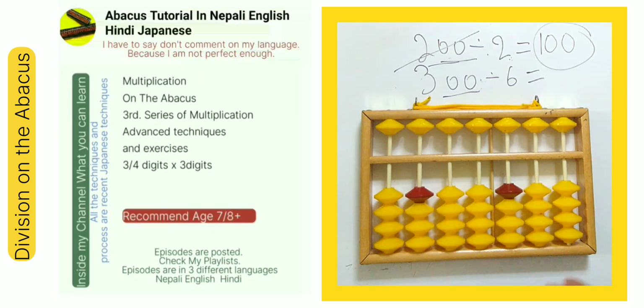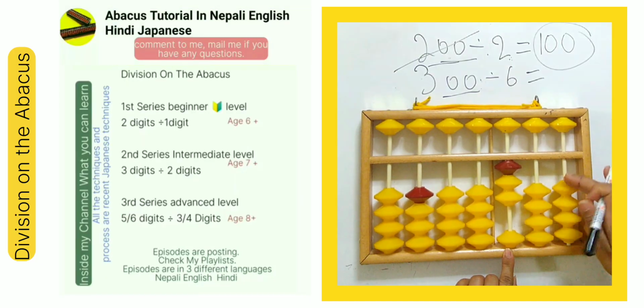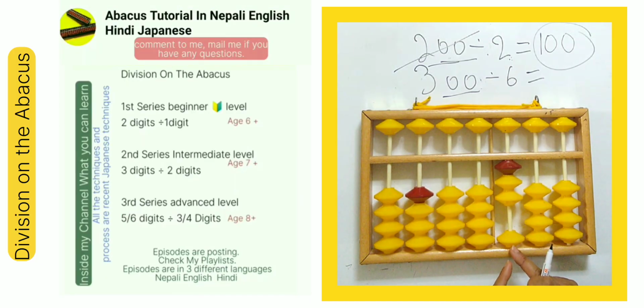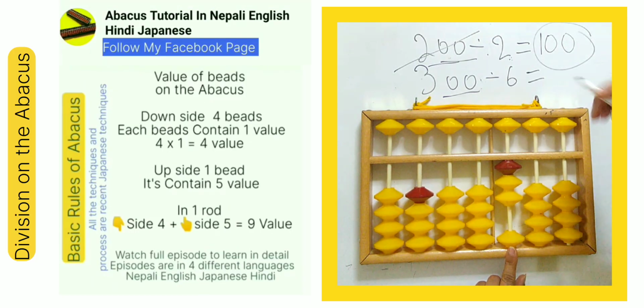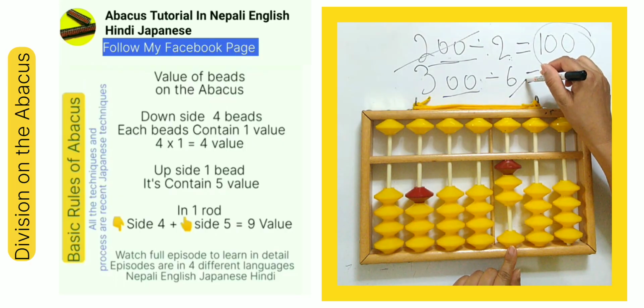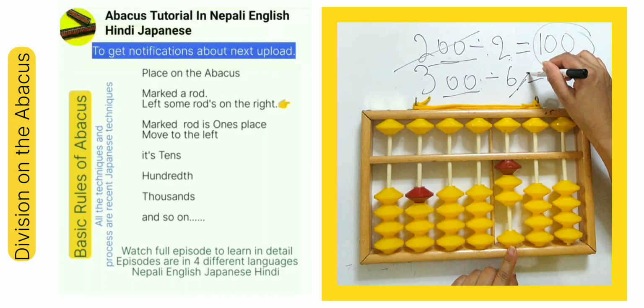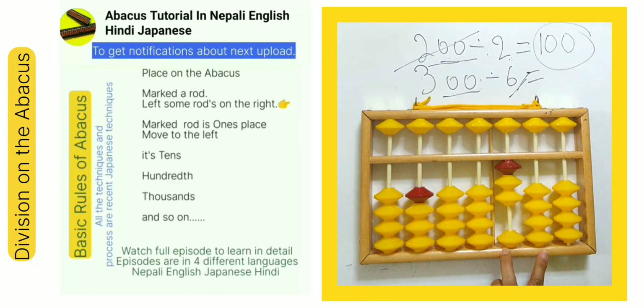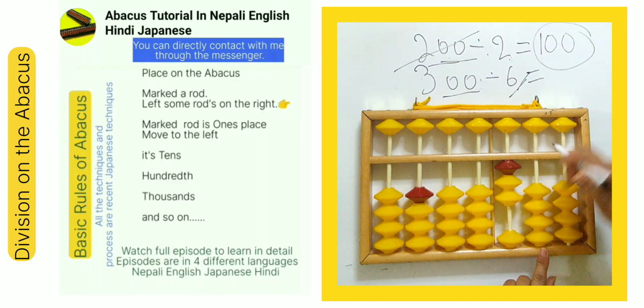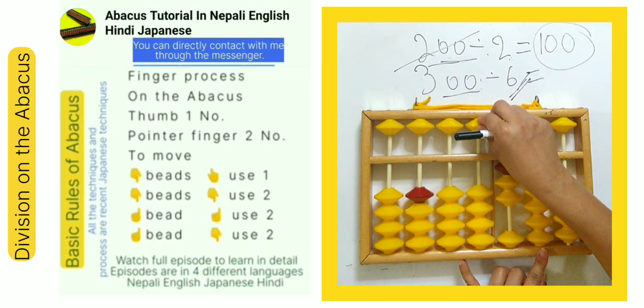Okay, so 3 0 0. This is my marked rod. So first 3 divided by 6, not possible. Yes, because the divisor is bigger. So you have to take 2 digits. 3 0, 30. 30 divided by 6, your answer is 5.